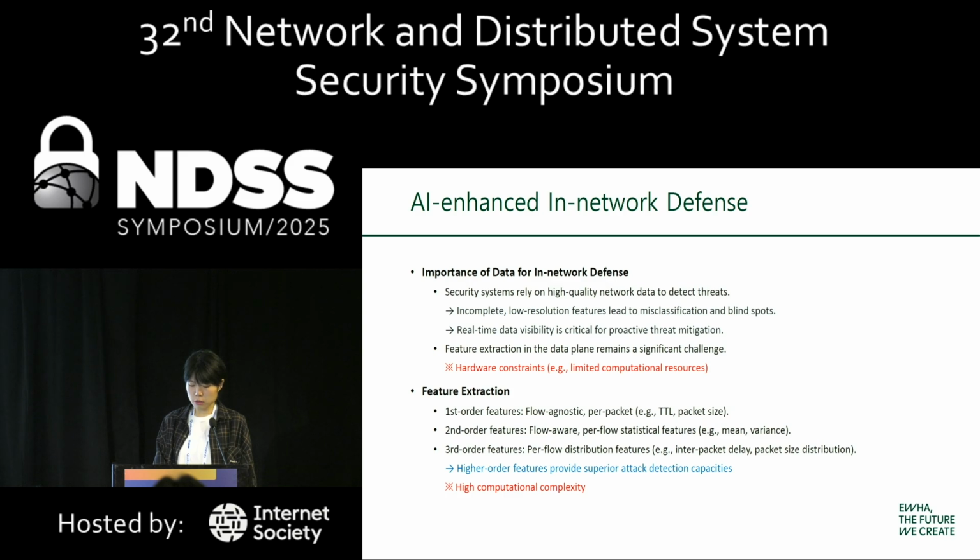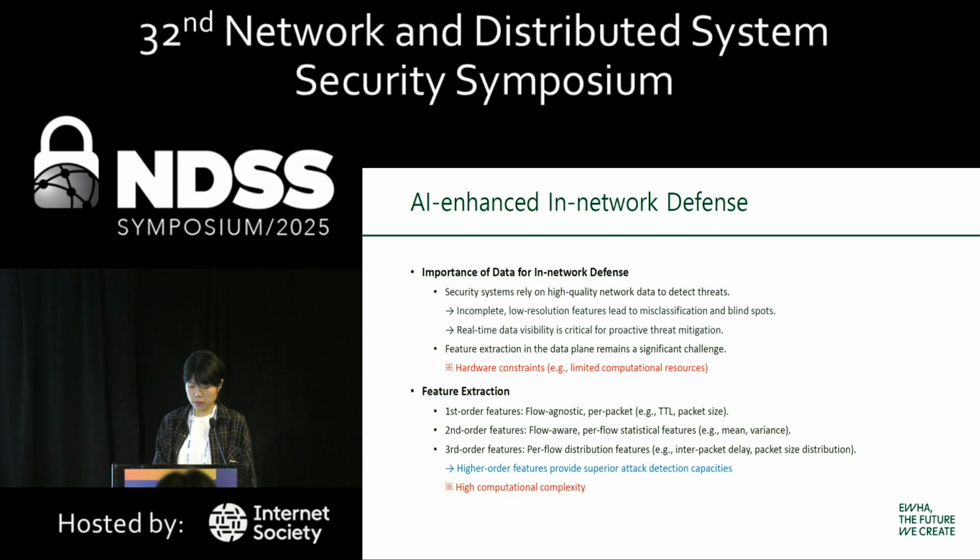In network measurement, features can be categorized based on their dimensionalities. First-order features are per-packet features, such as protocol type and TTL. Second-order features are per-flow statistical features, including flow size, mean, and variance. Third-order features capture per-flow distribution, such as inter-packet delay distribution or packet size distribution.